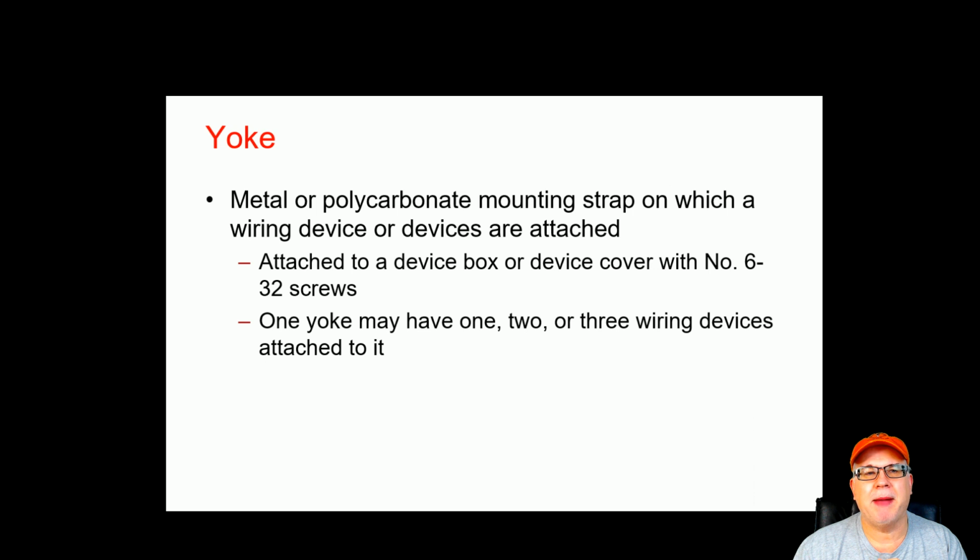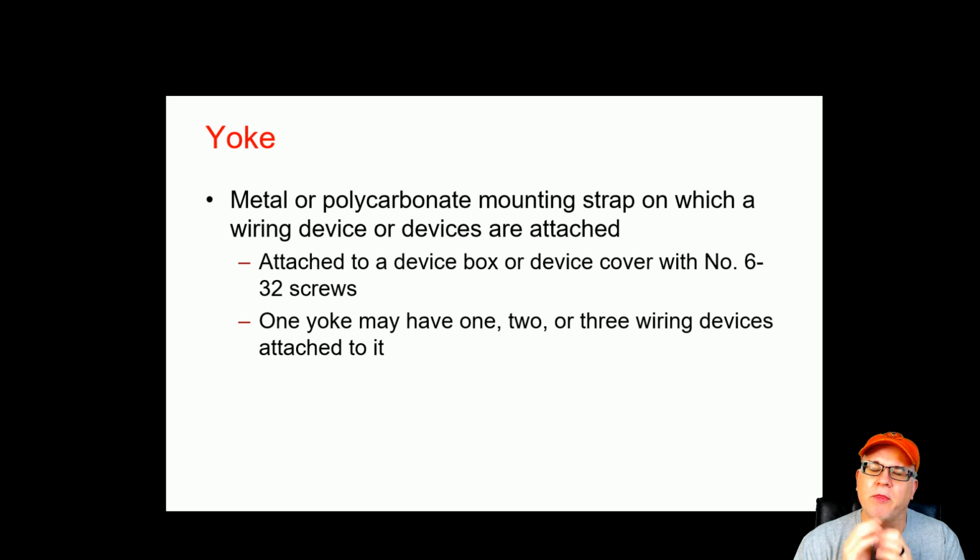Now, let's talk a little bit about what a yoke is, and you'll learn that more in our program. But it's a metal or polycarbonate mounting strap on which a wiring device or devices are attached. Now, think of a yoke or strap, a receptacle, the metal part that you mount to the box. That could be a polycarbonate, and I've seen that with some, like Cheetah Systems, which is I think a Leviton branded product. Or you have the devices, typically receptacles with the metal yokes, okay? Also referred to as a strap, okay? Now, I could have a single receptacle on it. I could have a duplex. I've even seen a triplex on this again. So that is considered a yoke.